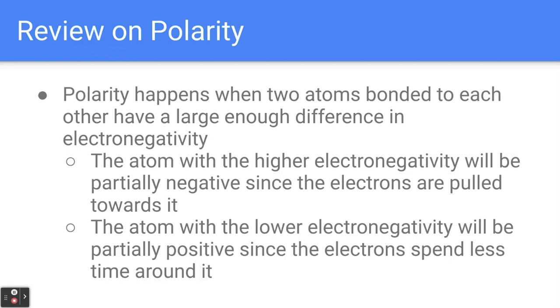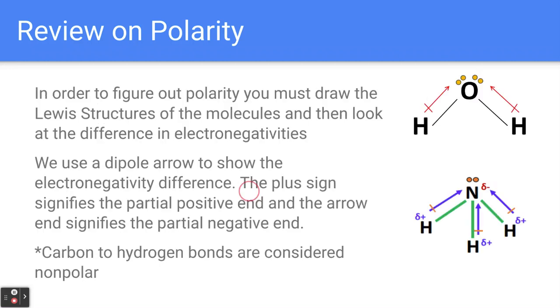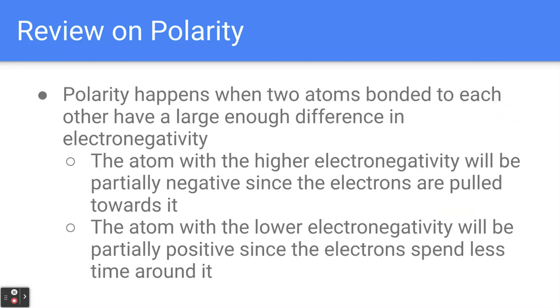Now, polarity happens when two atoms bonded to each other have a large enough difference in electronegativity. And so if we think back to that electronegativity table, our fluorine up here in the corner is our highest, and then down here is technically francium. This is our lowest, and so electronegativity increases going up, and it increases going to the right. And so the atom with the higher electronegativity will be partially negative because the electrons are pulled towards that, and the atom with the lower electronegativity will be partially positive since the electrons spend less time around it.